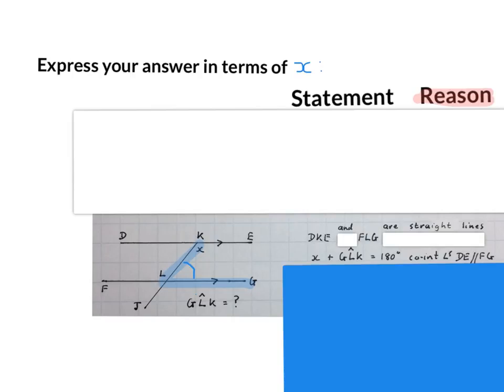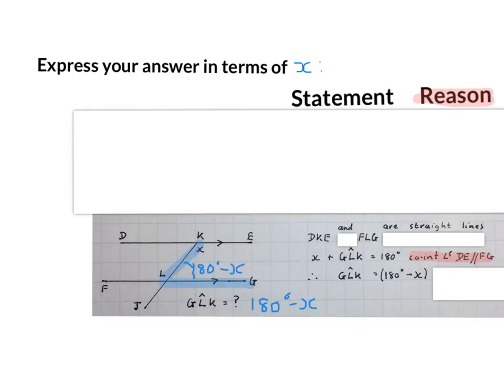One way of answering the question is then you can write x plus the angle GLK equals 180 degrees. And the reason is they are co-interior angles, and because the lines are parallel, they will add up to 180 degrees. So the size of angle GLK is going to be 180 minus x. That's the size of that angle. So we got the size of the angle in terms of x. Please stop the video and get your brain around this answer.